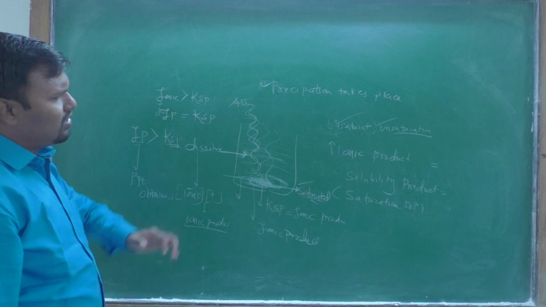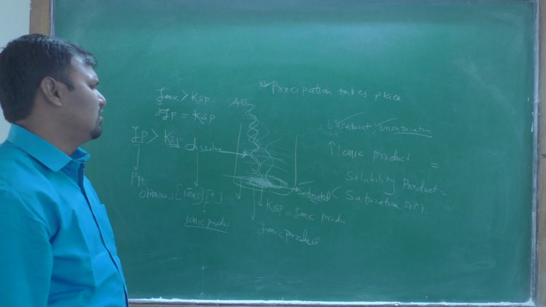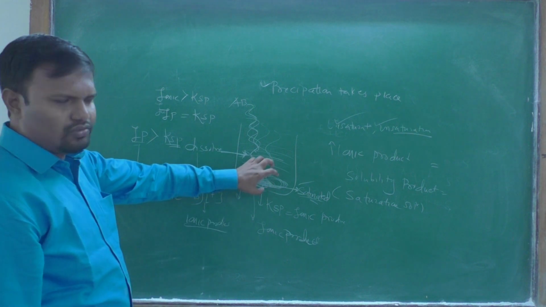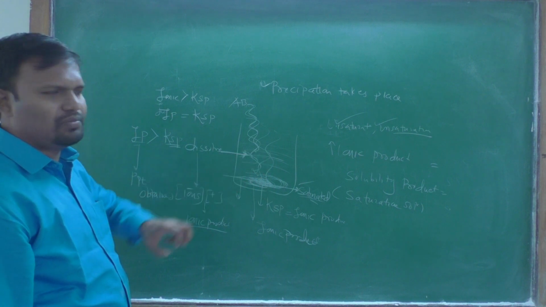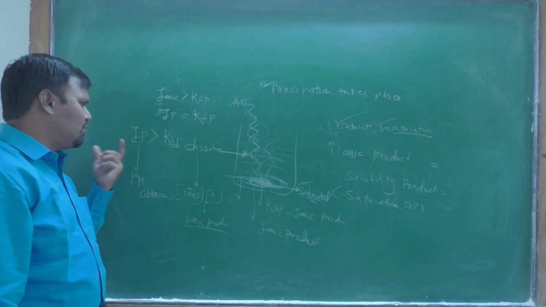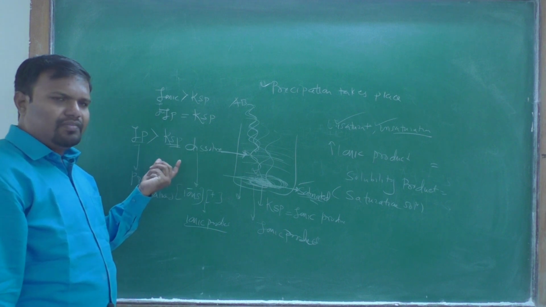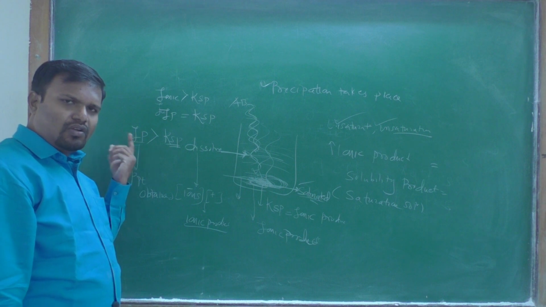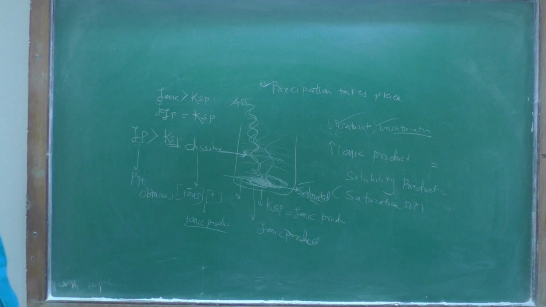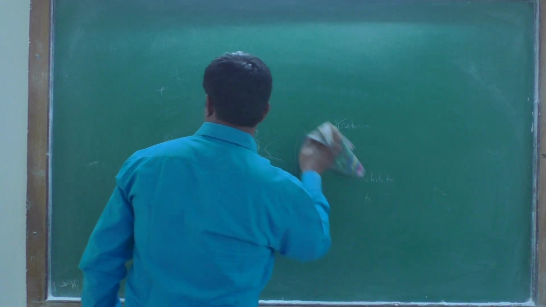And when you add more and more salt, the salt appears, that is, precipitate is obtained. Okay, salt appears means precipitation is obtained. Therefore, when the ionic product is more than the solubility product, precipitation occurs. That is the second use of the solubility product.